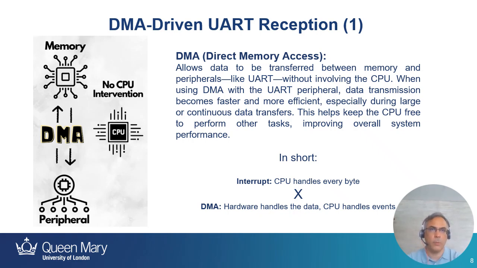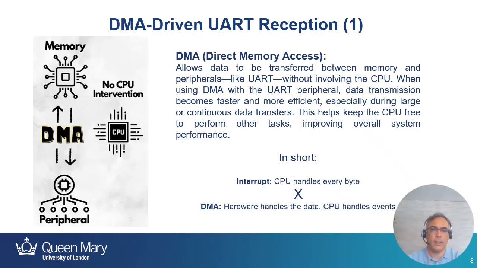It can also be between memory and memory, but in this example, it's just between memory and peripherals, like UART, without involving the CPU. When using DMA, the UART peripheral data transmission becomes faster and more efficient, especially during large and continuous data transfers. This helps keep the CPU free to perform other tasks, improving overall system performance. So in short, we can say that in interrupt mode, the CPU handles every byte, and in DMA mode the hardware handles the data, and then the CPU handles the event.